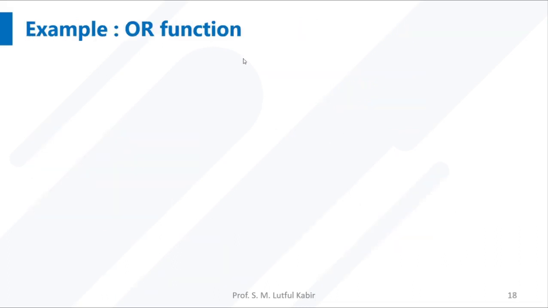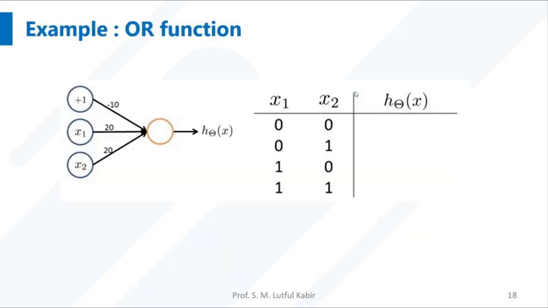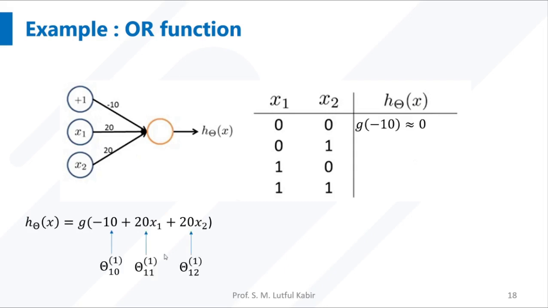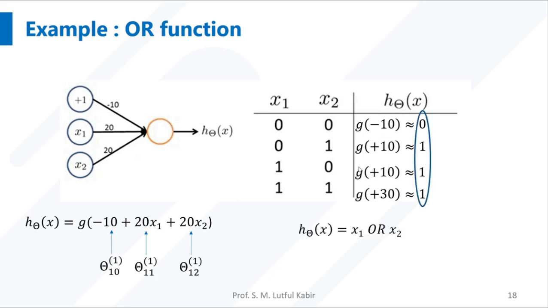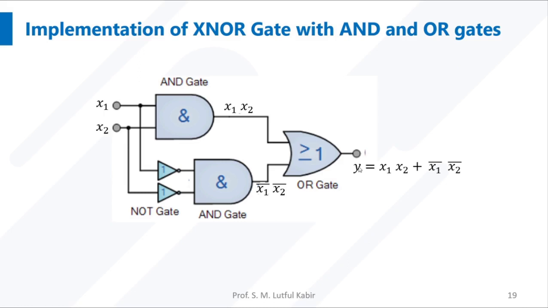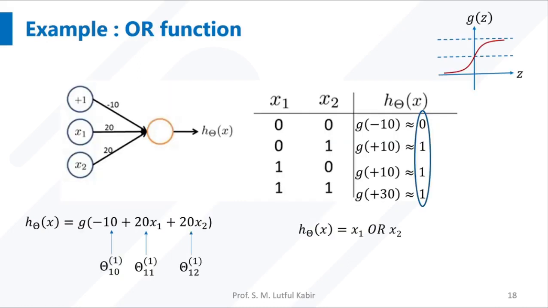So let us take the simulation of the OR function, and let us say we solve the weights as minus 10, plus 20, plus 20. So g of minus 10 plus 20 x1 plus 20 x2 will be the h of theta. And if we apply those in a sigmoid function, then the outputs will be g of minus 10, g of plus 10, g of plus 10, g of plus 30.